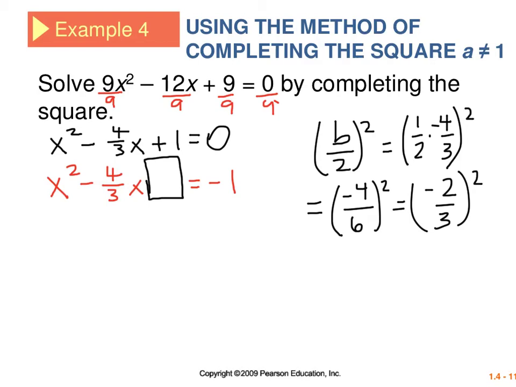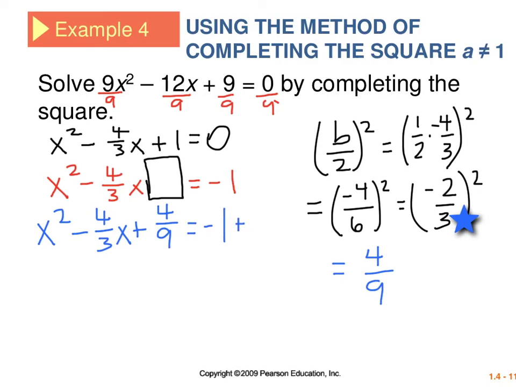And remember that negative 2/3 is going to be important for us in a moment. So I'm going to go ahead and put a star by it so that I remember I need to use that in a moment. And now negative 2/3 squared would be 4/9. So I'm going to take 4/9 and add it to each side of my equation. I get x squared minus 4/3 x plus 4/9 equals negative 1 plus 4/9. And now I can take this trinomial and factor it into a perfect square. And I'm going to use this negative 2/3 to do so. So this becomes x minus 2/3 all squared, which equals negative 1 plus 4/9, which is negative 5/9.